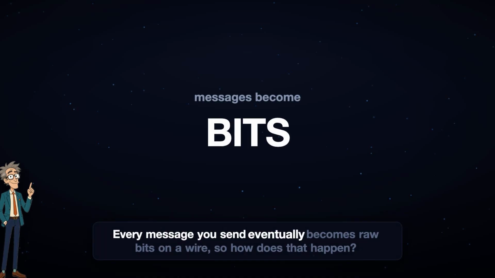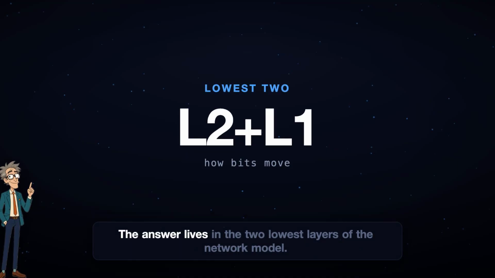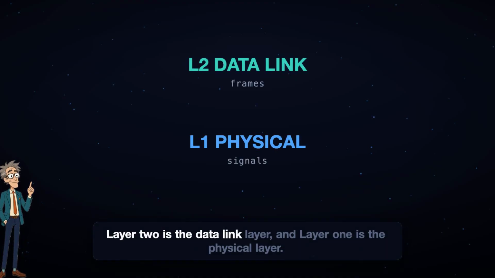Every message you send eventually becomes raw bits on a wire. So how does that happen? The answer lives in the two lowest layers of the network model. Layer 2 is the data link layer, and Layer 1 is the physical layer.